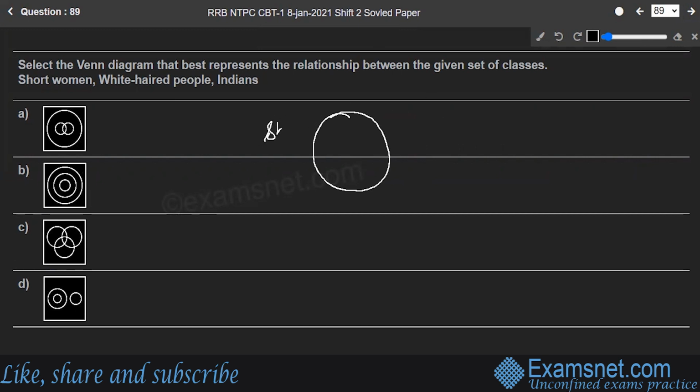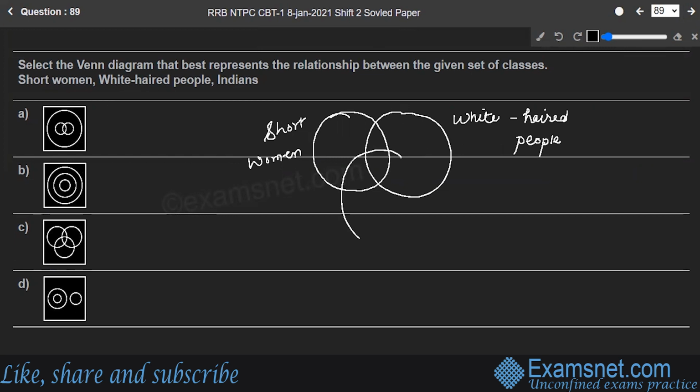So this one represents short women. Some short women may be white-haired, so if I represent this one as white-haired, and some short women may be Indians, may not be Indians, and some short women may be white-haired as well as Indians. Some Indians may be white-haired also, so I will represent it like this, Indians. So this is the correct representation and it matches with option C.